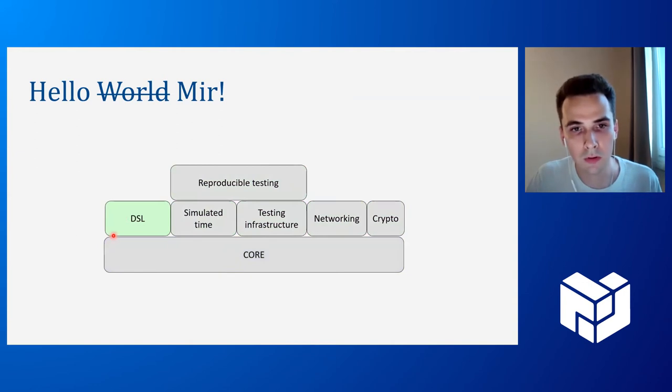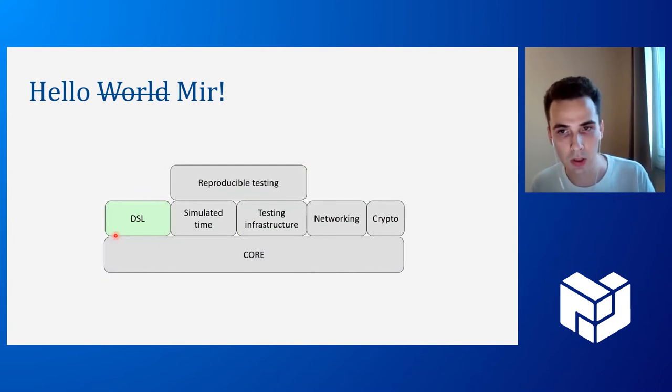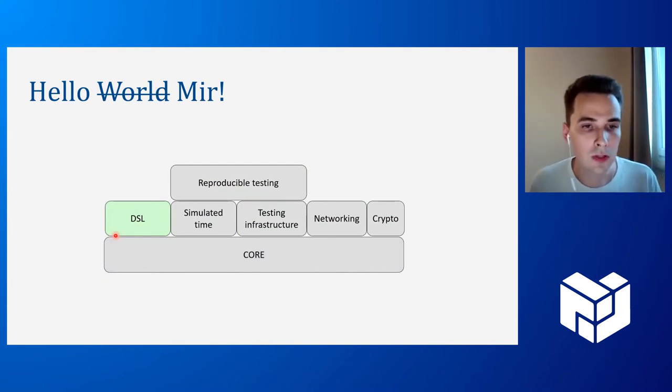And today, I will talk about a specific component called DSL, which stands for domain-specific language. And the goal of this component is to provide better programming abstractions, because the core provides you with an interface to implement a module. But implementing this interface directly is akin to writing software in assembly. So there's a natural conflict between keeping the core as simple as possible and providing the user with nice abstractions. That's why we need this extra layer, which is the DSL.